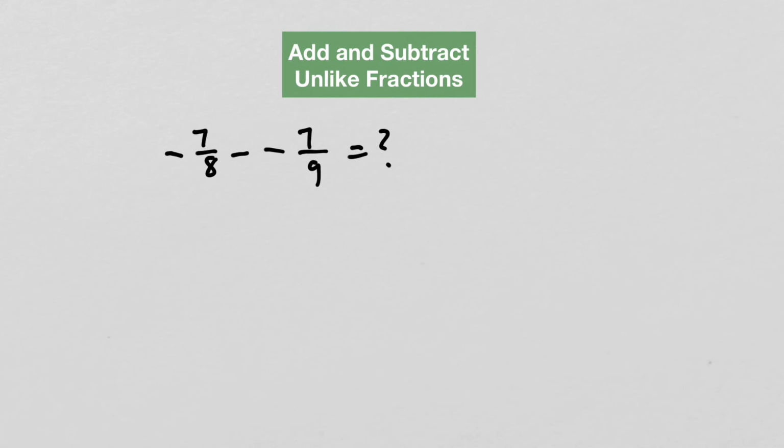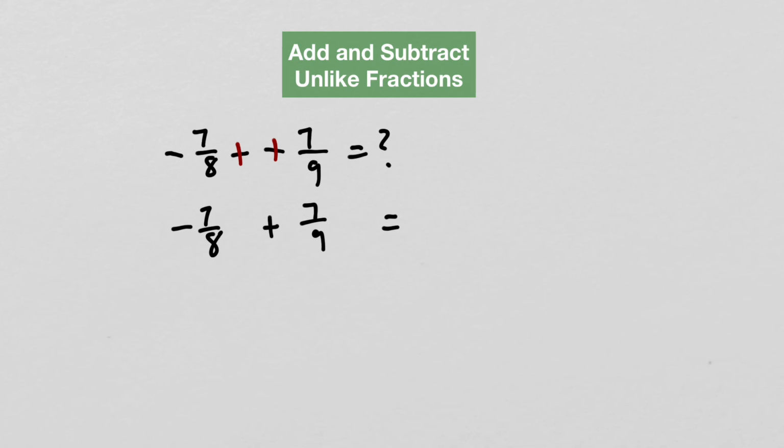Well, let me rewrite this again. Get rid of the positives and then get rid of the negatives as much as we can. So we know when we're subtracting a negative, so two negatives close together, these can now become positives. Okay, so let's rewrite this. Negative 7/8 plus 7/9 equals, okay. Now we need to find the least common denominator.